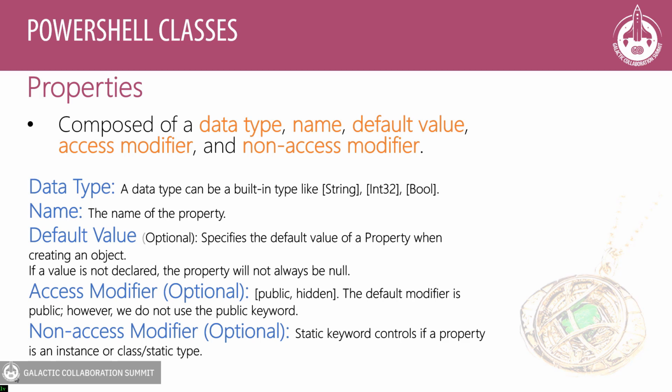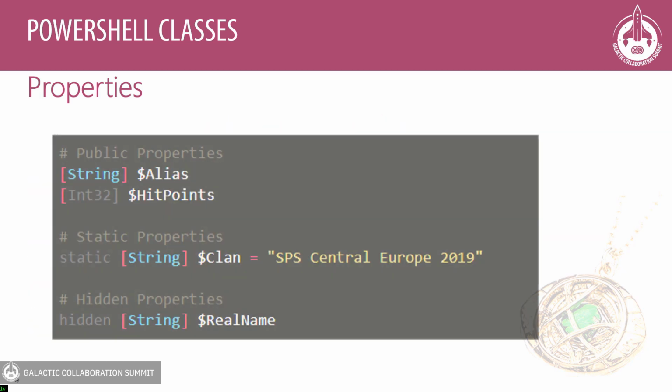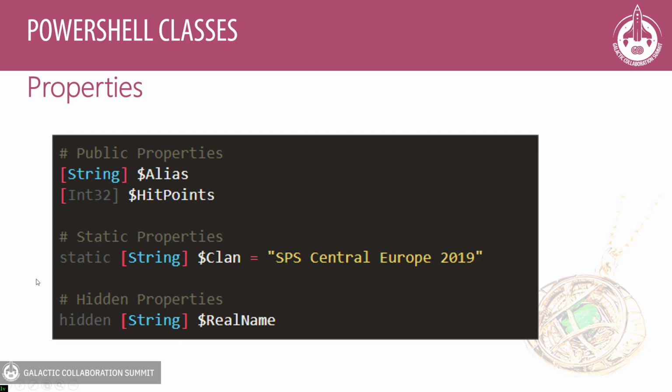We can actually set a default value, and there's a couple of modifiers, the access modifier, public or hidden, that can be used. The default modifier is public. However, we don't use the public keyword within PowerShell, that's the PowerShell way of doing things. The non-access modifiers are usually also optional. It's the static keyword that controls whether it's an instance or a class static type. As you can see, this is how we define public properties and static properties. Okay, hidden properties are like this. So basically it's mimicking what developers usually do in C#.